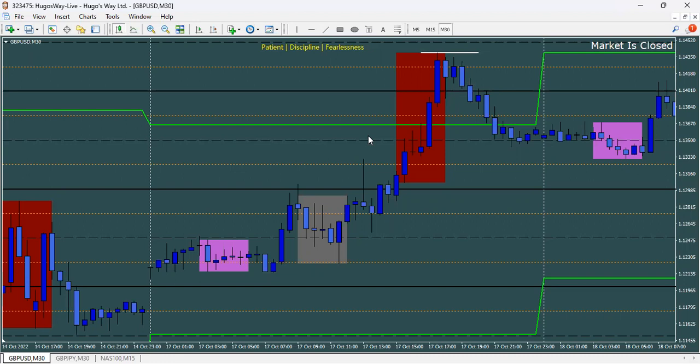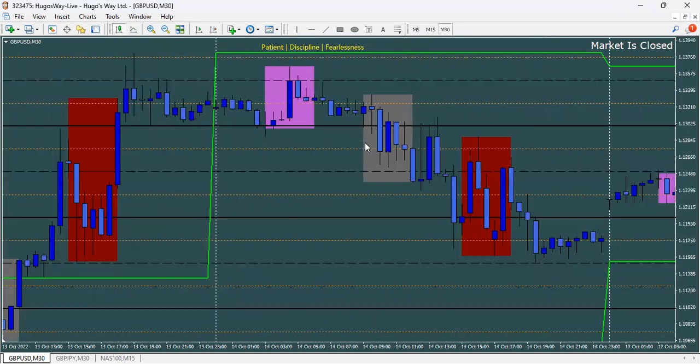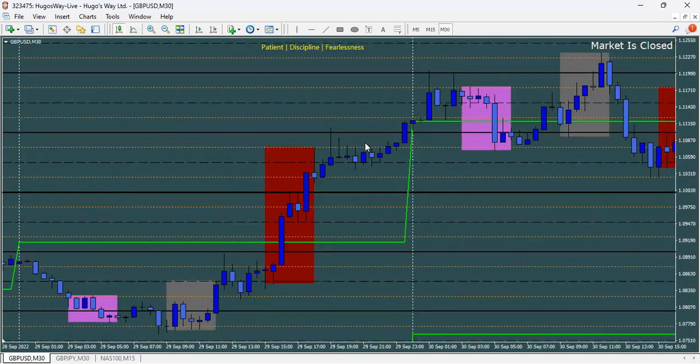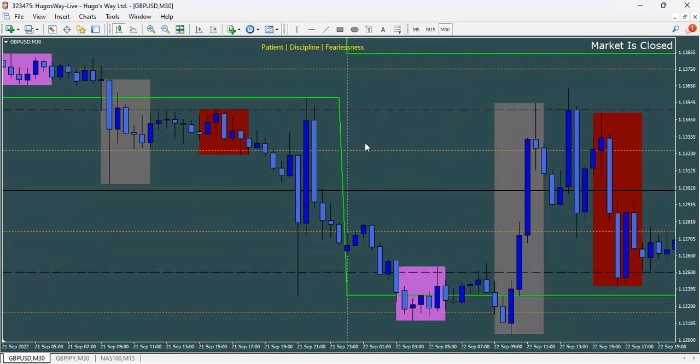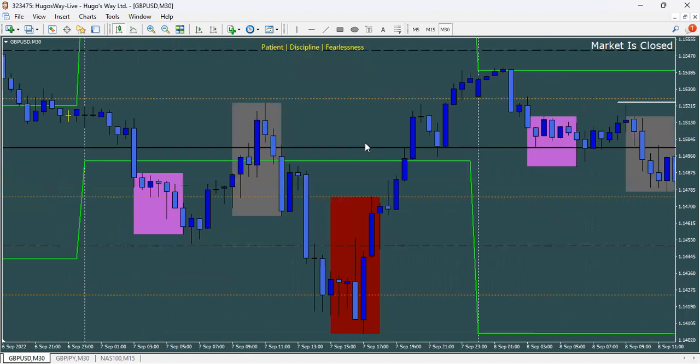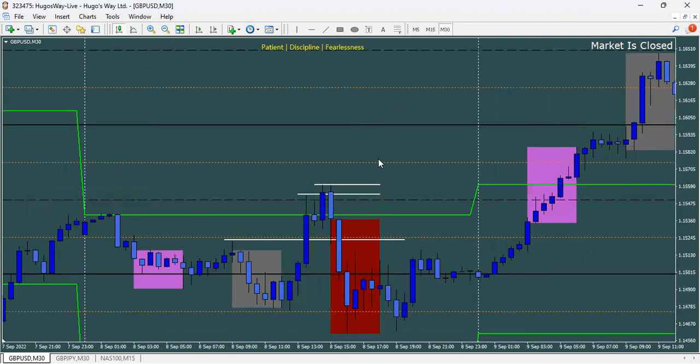Now let's see if we can find an extended M pattern. Let's see here. I had one. Okay, here's one right here. This would be our extended M pattern right here.